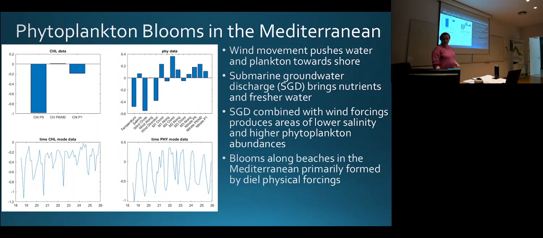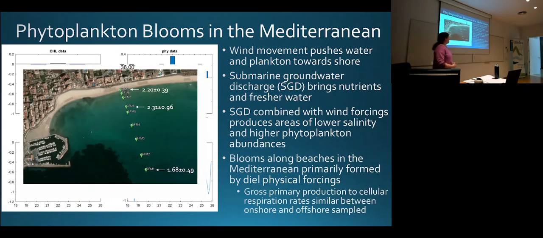And we also know this is primarily physical forcing and not a growth bloom, because when we look at gross primary production to cellular respiration rate, so how fast are they growing versus how much energy are they utilizing, between onshore and offshore, it's actually relatively similar. This is offshore, not solely offshore, but it's within Palma Bay, it's relatively similar. So they're not growing any faster further offshore than they really are onshore.